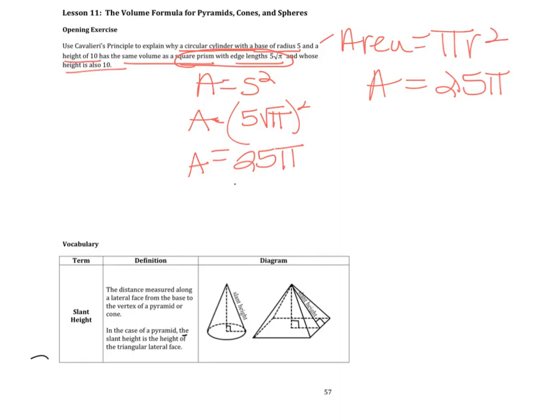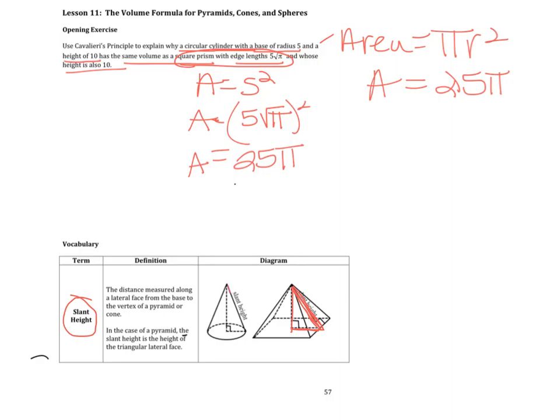Okay, some additional vocabulary that you should include in your composition notebook is something called the slant height, and that's the distance measured along a lateral face from the base to the vertex of a pyramid or cone. In the case of a pyramid, the slant height is the height of the triangular lateral face. So as you can see, this serves as a hypotenuse of a right triangle. Because we drop a perpendicular down the middle here, we end up with another leg along the base, and we have this slant height here that serves as the side opposite the right angle, so it's the hypotenuse.